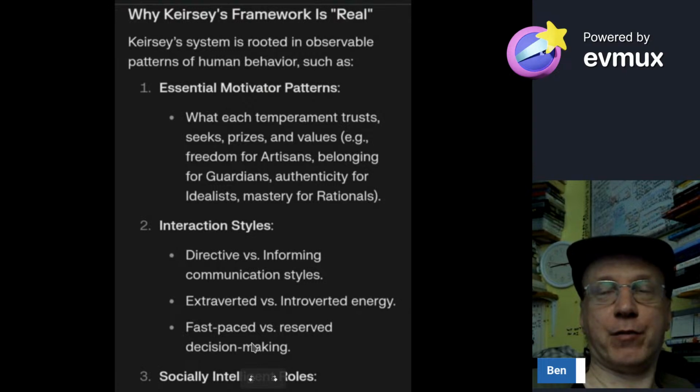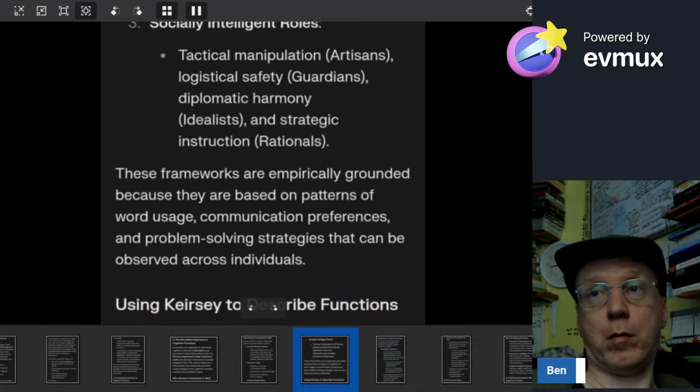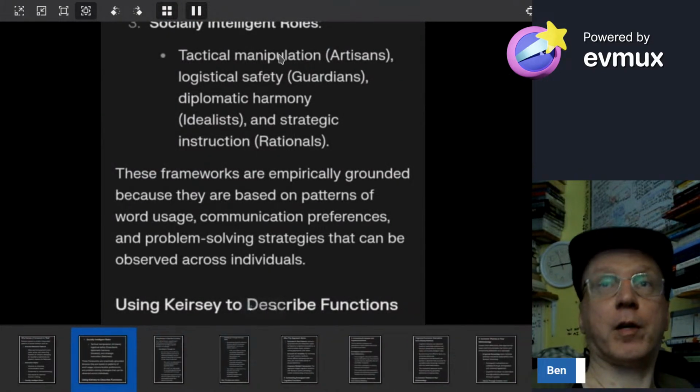Interaction styles, directive informing. How much more do we have? Ooh, okay, here we go. Let's see, let's go. I'm going to go with one.